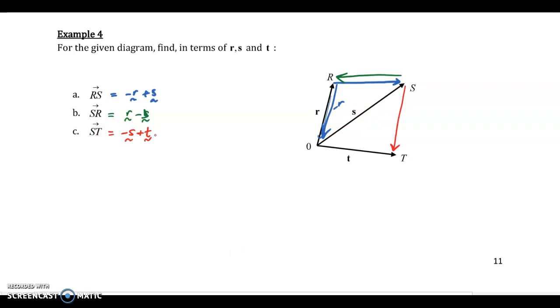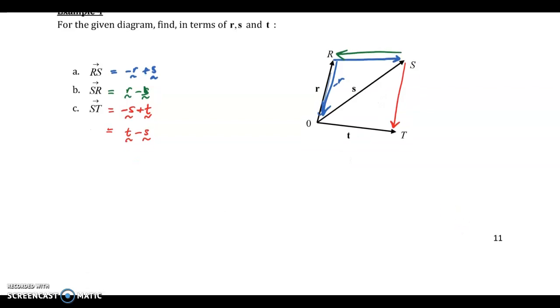What I haven't mentioned yet, which I probably should have at the start, is this would be the same as this. Okay, you can swap them around, just like positive and negative numbers. Hopefully that clarifies your understanding of negative vectors.